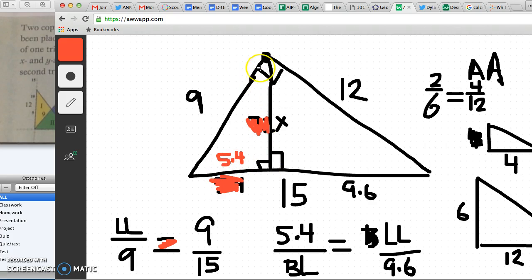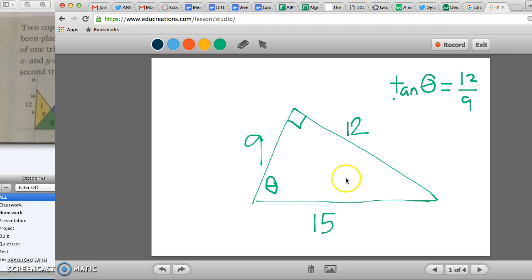5.4 is to x, as x is to 9.6. Little leg is to big leg of this triangle, as little leg is to big leg of this triangle. Obviously not drawn to scale, but so it's 5.4 is to x, as x is to 9.6. Did the work over here.